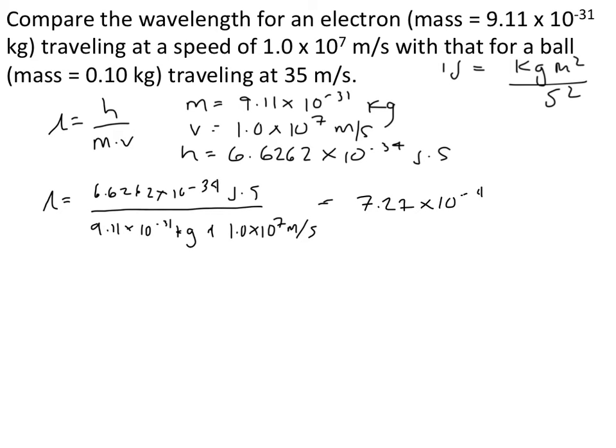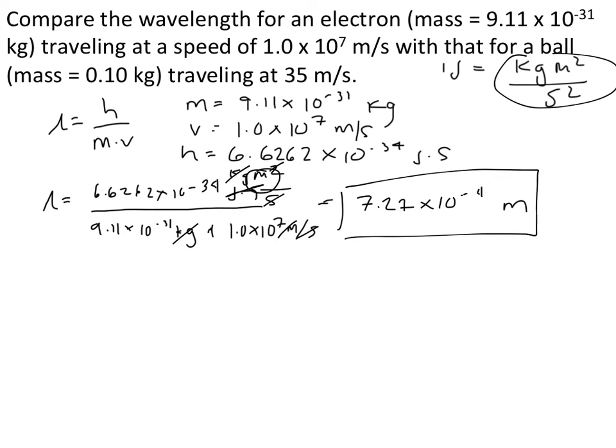Okay, and then our units, if we plug in this value for our joules and multiply that by seconds, we'll end up with kilograms meters squared per second. And if we check these units, seconds and seconds cancel, meters and one of the meters cancel, kilograms and kilograms cancel, so we're left with meters as our units, which makes sense with respect to the wavelength that is seen here. So this is the wavelength associated with our object, our electron.